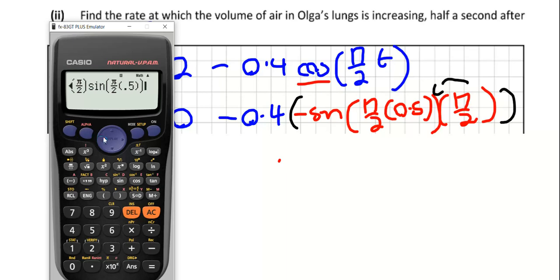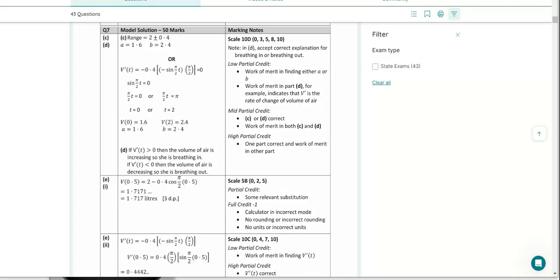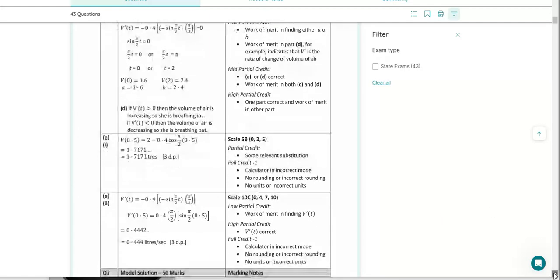Is a minus sign, good man. Are we expecting the lungs to be on the way up or the way down? Way up or way down? Half a second then. Way down. Okay. So what do we get? Minus 0.335. Okay, I'm going to check the marking scheme for that. No. Something went wrong.